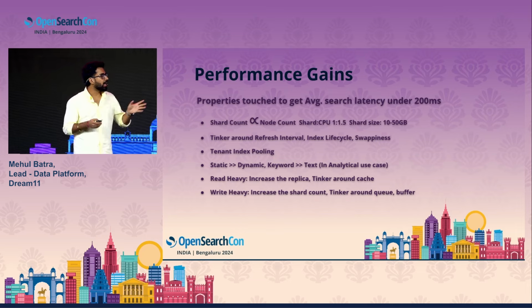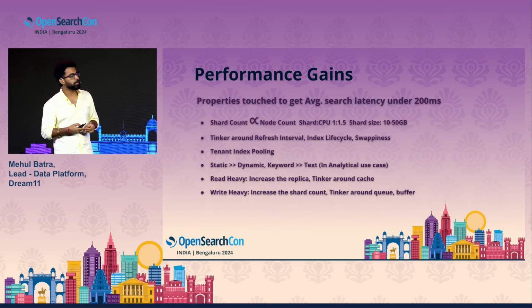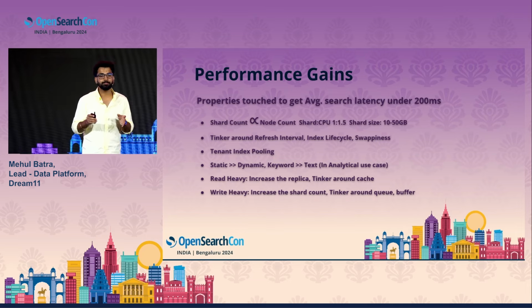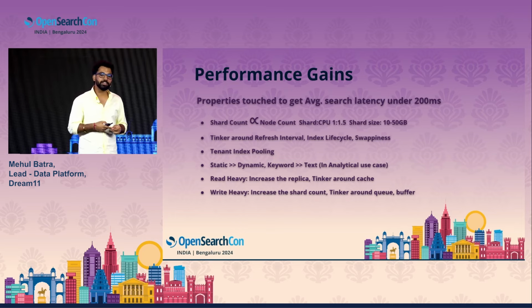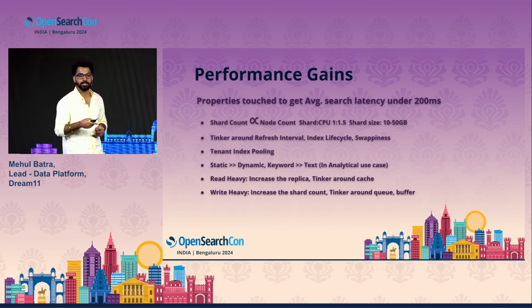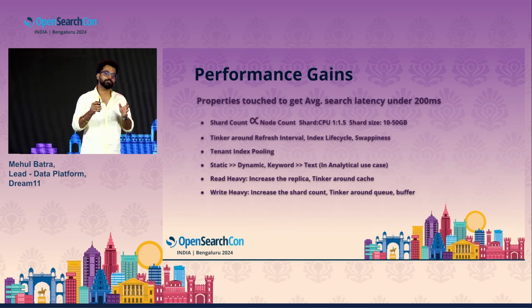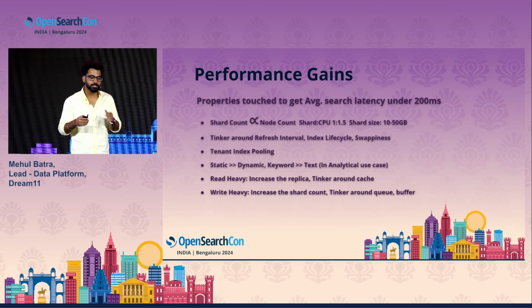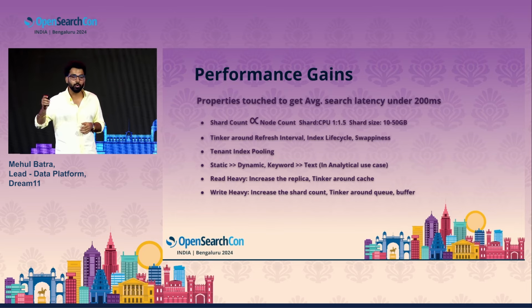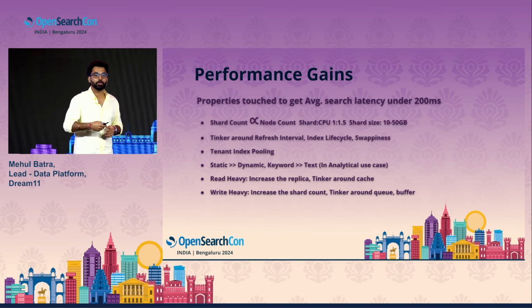And then as our use case was mostly analytical, we knew the schema of our indexes. So we pivoted from dynamic schema to static schema. The static schema gives OpenSearch a breathing space so that OpenSearch doesn't have to decide on every document what kind of schema it has to align it with.